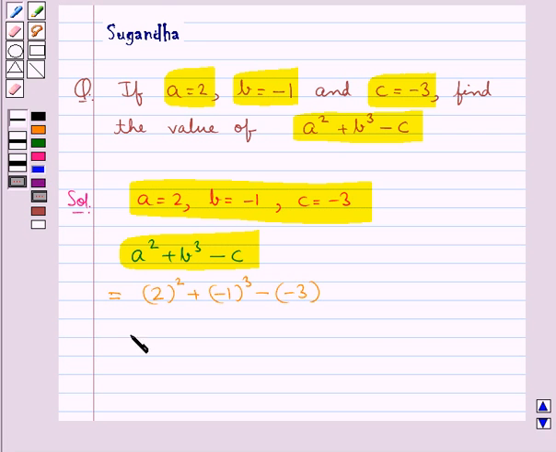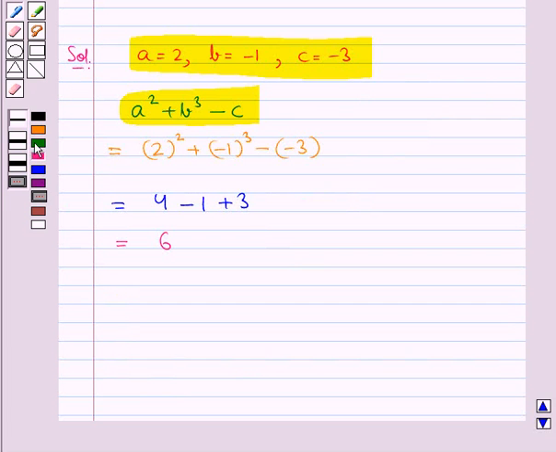So this is further equal to 4 minus 1 plus 3, which is equal to 6. Thus we now have A square plus B cube minus C is equal to 6. This is our final answer.